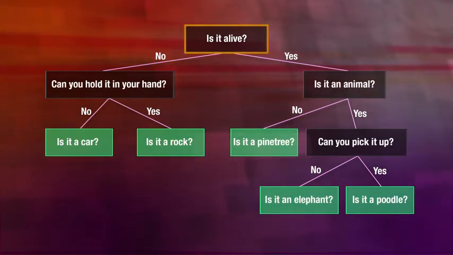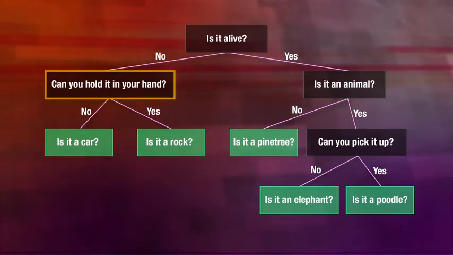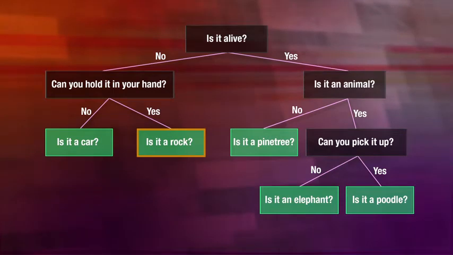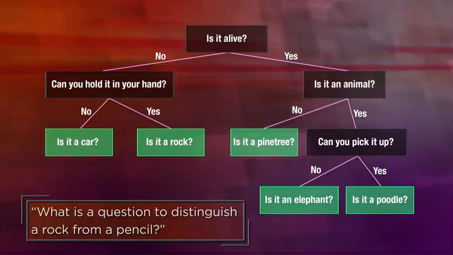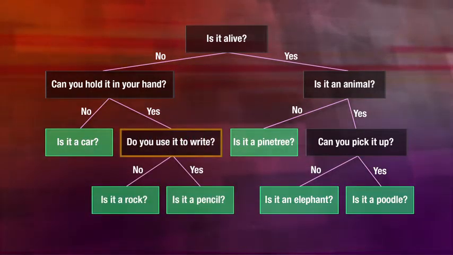As an example, for playing the game, we might first ask, is it alive? If the answer is no, then we ask, can you hold it in your hand? And if the answer is yes, then we might guess, is it a rock? And if that's not the right answer, and the right answer was a pencil, we would then ask the user, what is a question to distinguish a rock from a pencil? And then we'll use the question, which might be, do you use it to write, to update the tree.